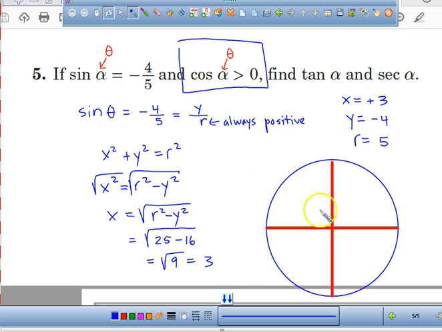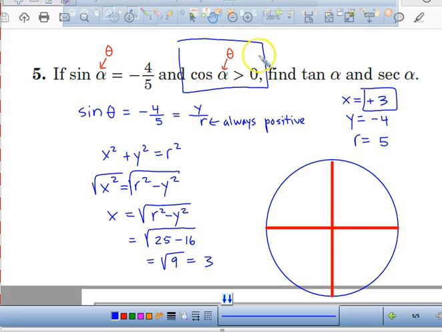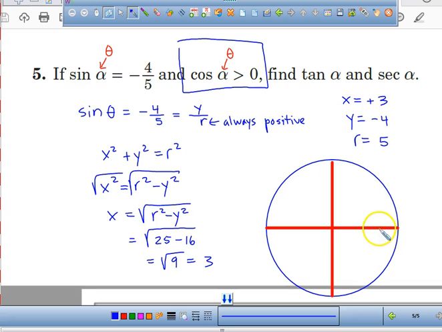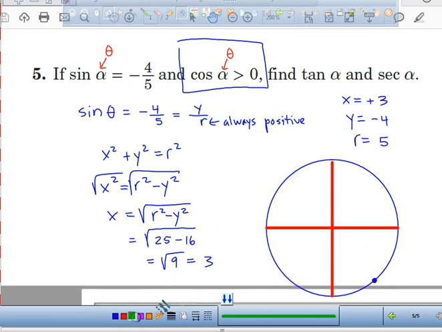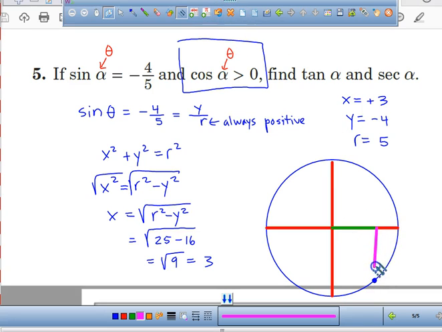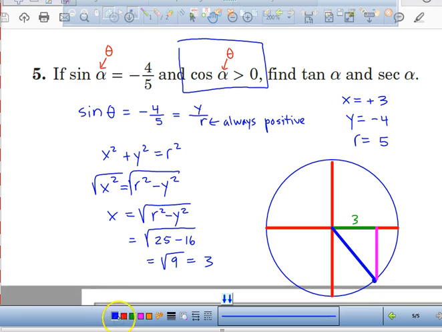All right, so everybody, check this out. We know this has to be a positive 3. So you're going to go over 3, and you're going to go down 4, so put a point right about there. I'm going to color code this real quick. We're going to go over 3. I'm going to go down 4. There we go. And then right here, I'm going to call this 3. I'm going to call this a 4.